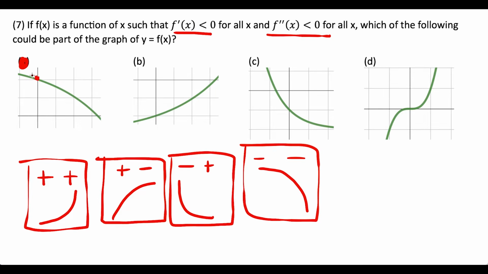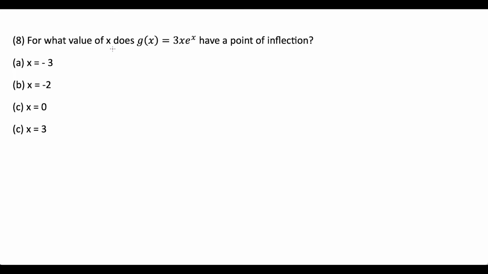Not only is our function decreasing, but the slopes here are decreasing as well. They're becoming more negative as time goes on. So choice A is definitely our answer. So question 8, we want to solve for the x value where g of x has a point of inflection. So we're looking for here, when does g double prime change signs?